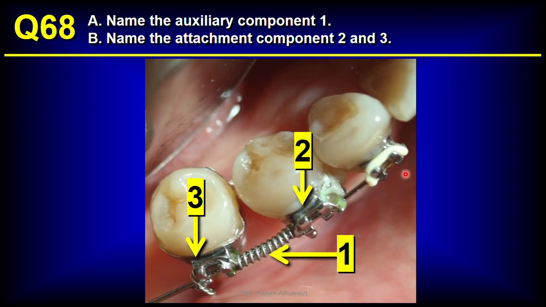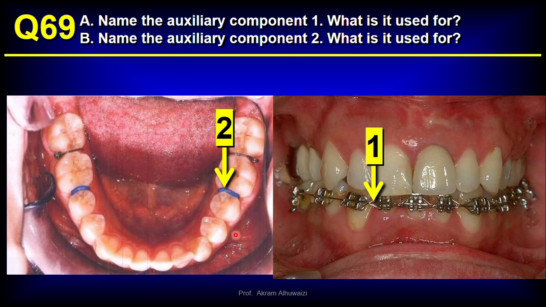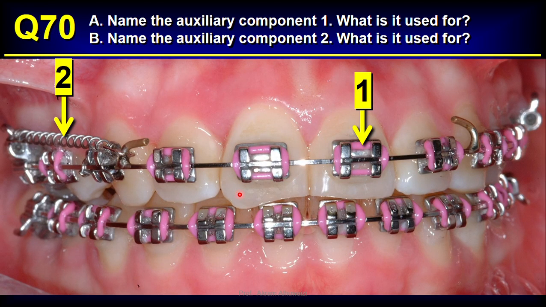Name the auxiliary components. 1 is a coil spring, 2 the type of attachment is a bracket, and 3, the type of attachment is a band. Name the auxiliary component. 1, it's a separator. 1 is a ligature wire, and 2 is a separator. Name the auxiliary components. 1 is a ligature elastic, and 2 is a coil spring.